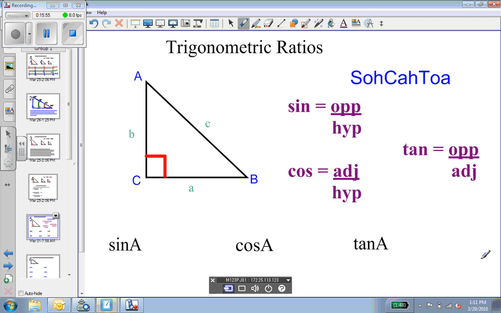So when we find the sine, cosine, or tangent of A, we're finding that at angle A, or we can find it at angle B, but we'll never find it at angle C. We never find it at the right angle. It's always going to be two acute angles. Okay? So let's start.